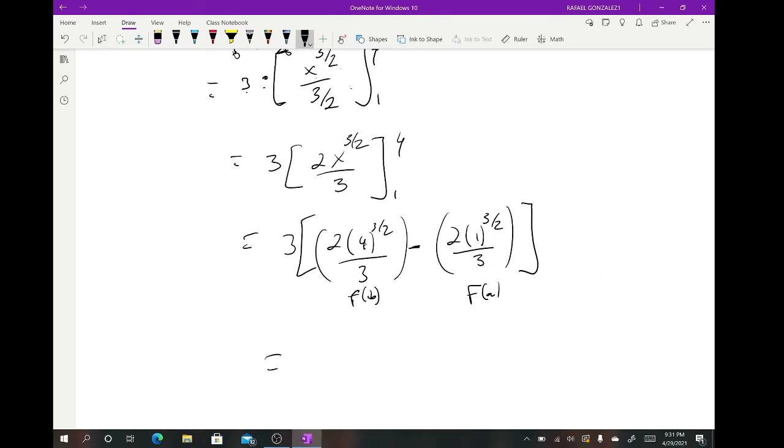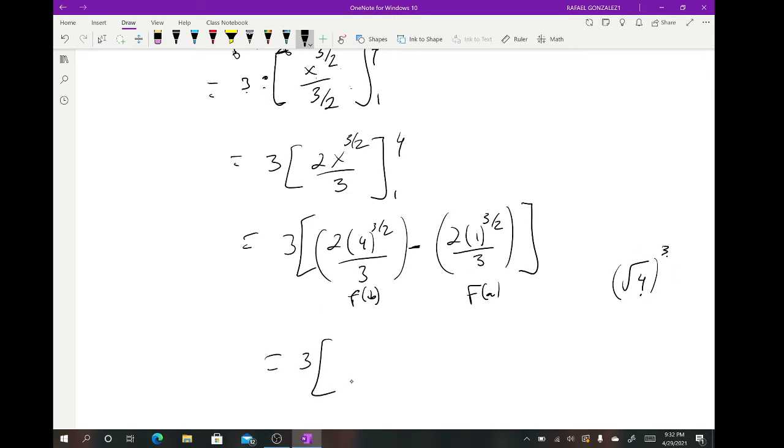So now you have 4 to the 3 over 2. What I like to do when you have something like this is first take the square root and then cube it. So this is going to be 8, because the square root of 4 is 2, and when you cube it you get 8.